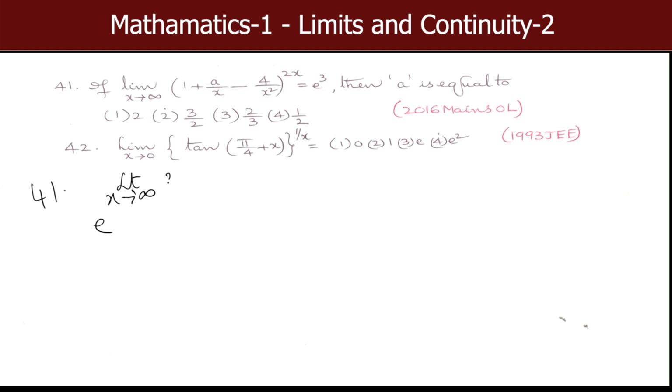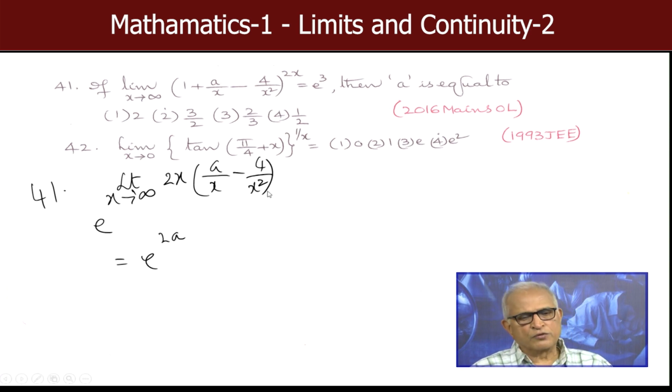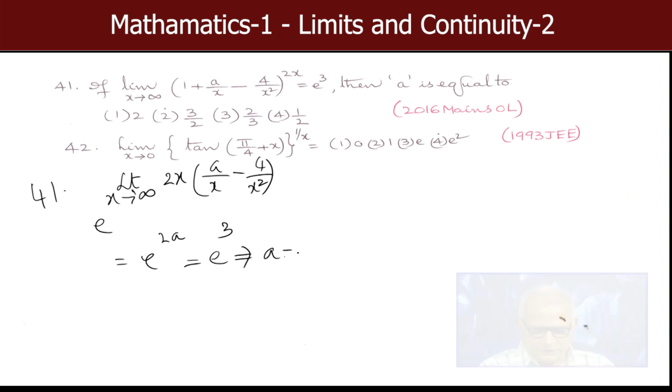This is 2x times f x minus 1, a by x minus 4 by x square. I think we have done a similar question previously. Or this is e to the power of 2x into a by x, but the constant 2a, minus 2x into 4 by x square, equal to 8 by x, minus 8 by x, has the limit 0 as x tends to plus infinity. So, e power 2a is given to be e cubed. So, this implies a equal to 3 by 2.